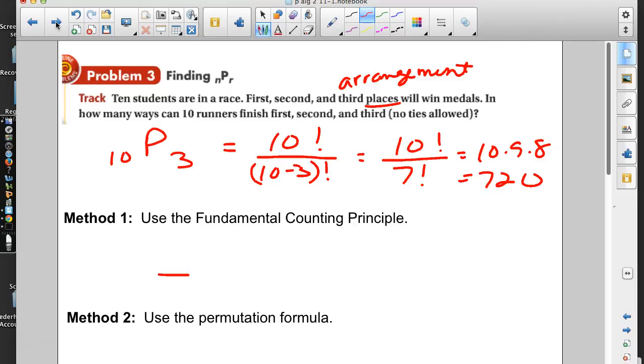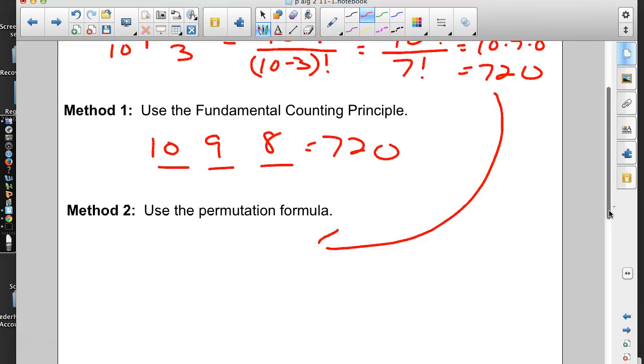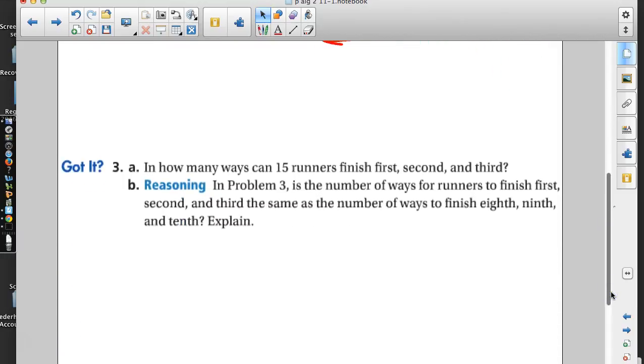Or we go back to slots and say, there's only 3 slots here. 10 people could win first place. But now one of them won first place, so they're not eligible for second place, so now there's only 9 of them. And since those 2 people are already up there, now there's 8. So whether we use the permutations or the fundamental counting principle, we'll get the same answer. Doesn't make any difference.